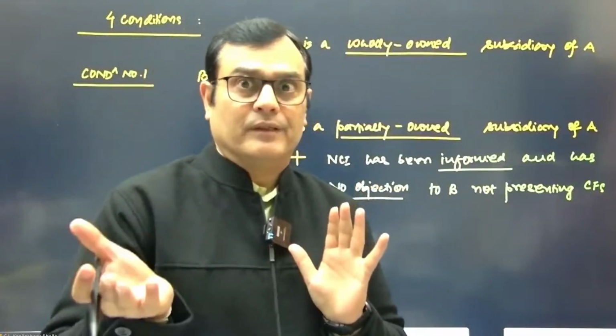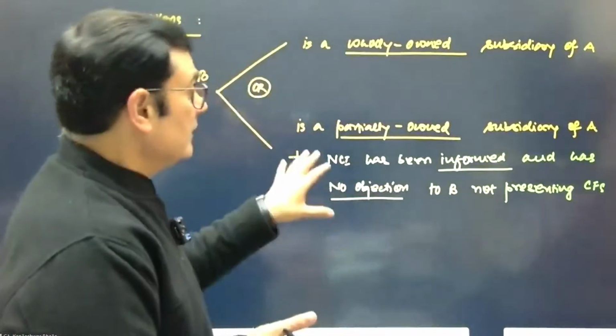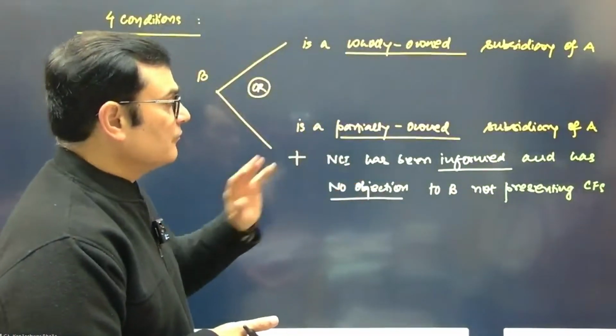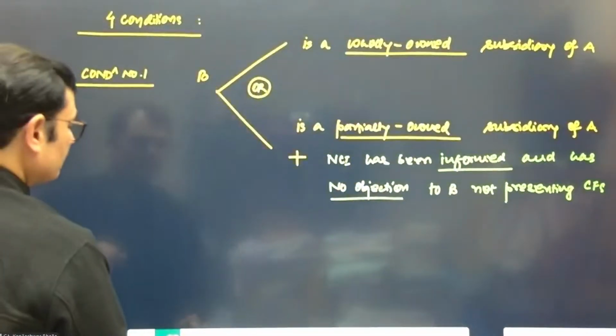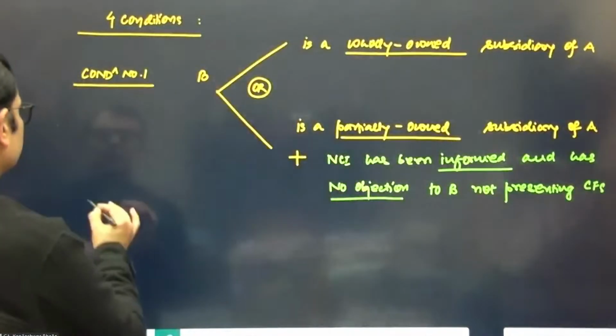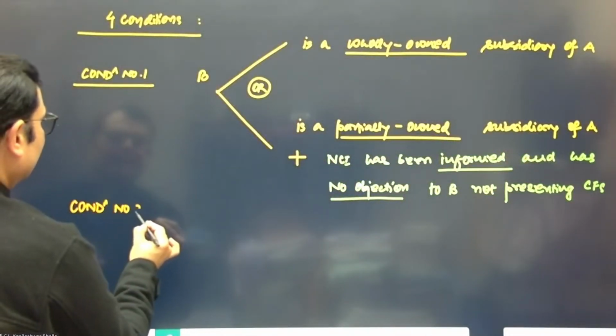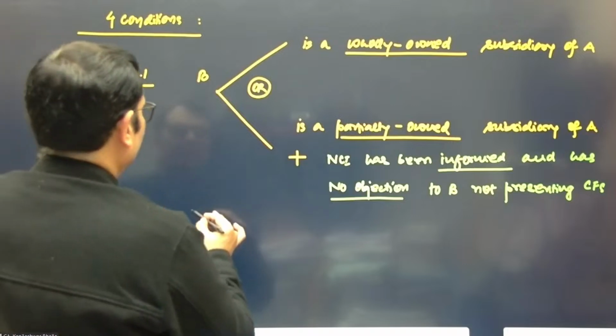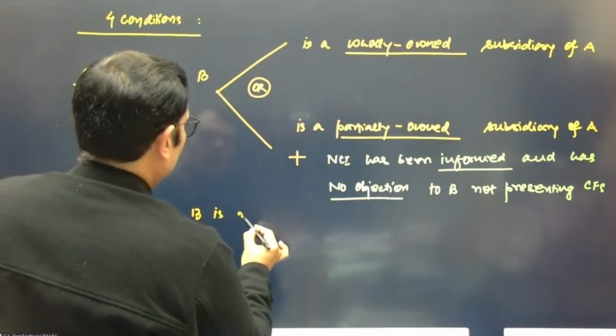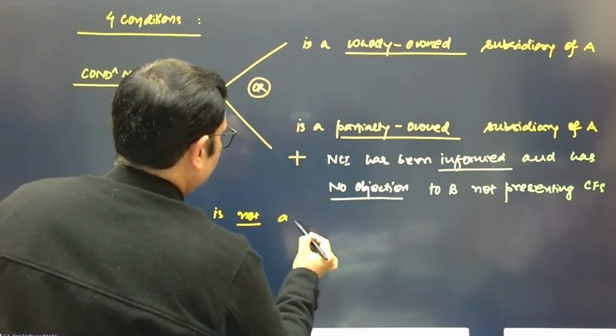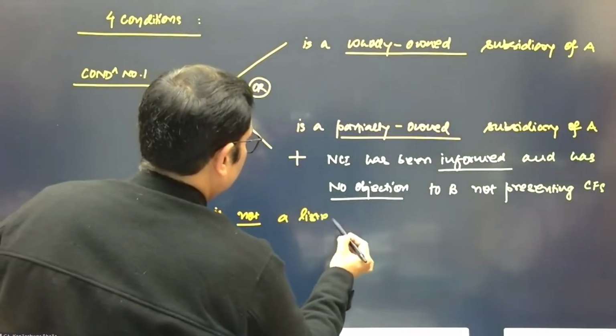I mean, don't take it literally as a NOC. It is only that they've been informed and they've got no objections. Then we go to condition number two, and condition number two is that B is not a listed company.